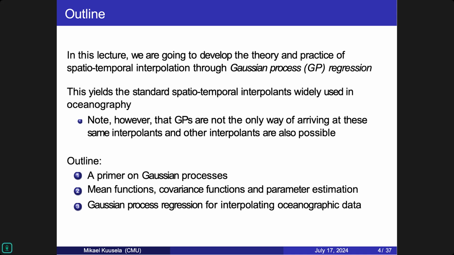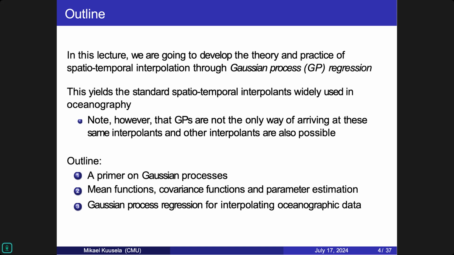You might have heard of objective mapping or optimal interpolation. These techniques will produce exactly those spatial-temporal interpolants. But I feel compelled to say that there are also other ways to arrive at those same interpolants, and there are also many other interpolants. So this is not the only way to interpolate data over space and time. This is also not the only way to derive these estimators. But I think using Gaussian processes is a helpful way to do this. So that's the perspective I take here.